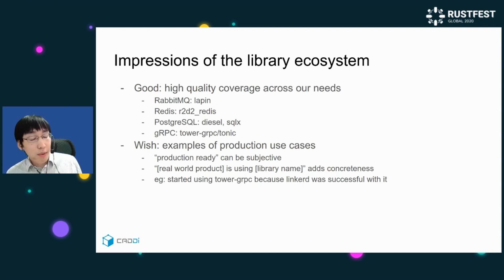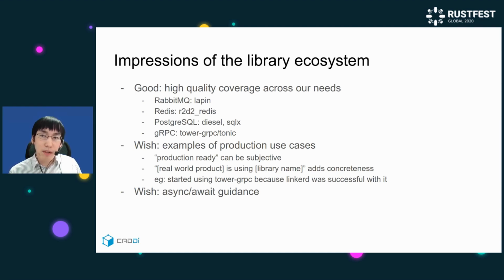And so, for example, we started using Tower gRPC because Linkerd was using it. And of course, we started using Rust in version 1.35, which is pre-async await. And so when async await rolled around, we weren't quite sure if we should jump on the bandwagon right then. And in the end, we actually still do not use async await. We just horizontally scale until we can handle it. And so some guidance as to where the async await story is going, I think would be really, really useful for us. And we're definitely watching the community and seeing where things are going right now.